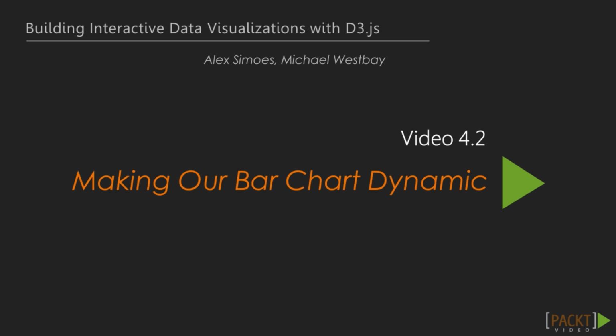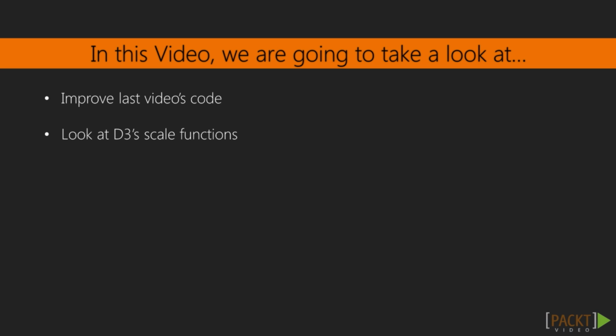Now that we have the basics of a bar chart built, we're going to concentrate on making it more dynamic, meaning that it is less dependent on static variables or statically assigned parameters, such as the width and height of our bars. We're also going to take a look at some of the different scales that are available by D3 to help us map our randomly assigned values to the height and width of the screen.